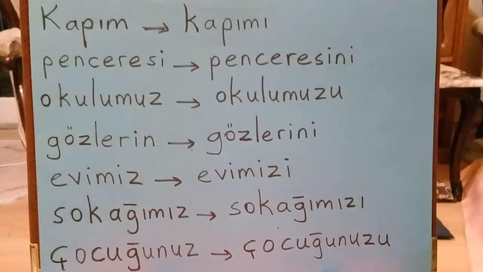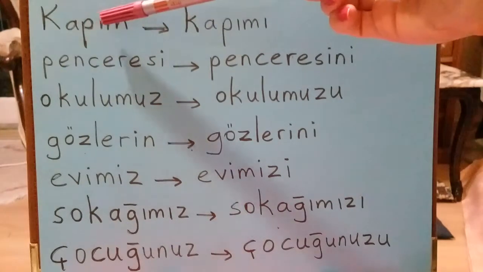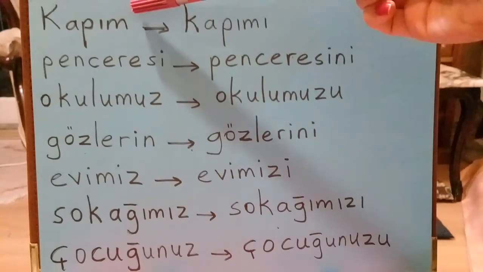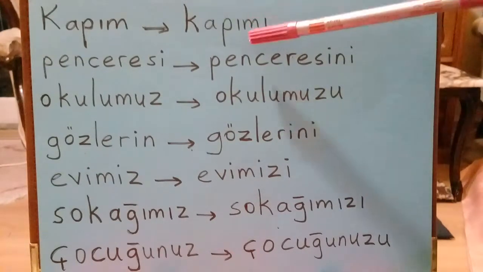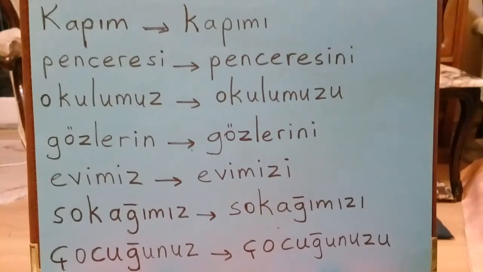So let's see. If you studied already the possessive case, the endings for my, your, his, our, your, their, you will recognize those endings, like kapı, door, kapım, my door. So the accusative ending comes, as you see, after the possessive. If you need to use possessive, then accusative comes after the possessive. That's the order. Kapımı, my door.